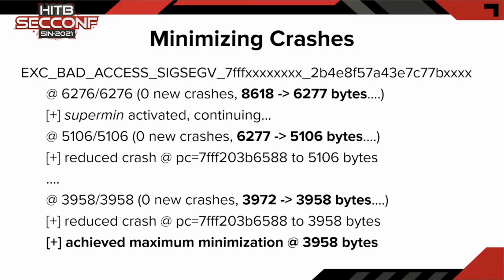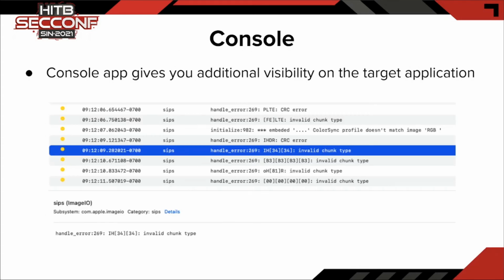I want to mention too, the Conto app also can give you some visibility into the target application. So in this one, for example, if we're fuzzing the SIPs app, you can open the Conto app, start streaming, and you can see the different messages that the application is putting out. So the Conto app's pretty handy too if you want to get more information about what's going on during fuzzing.